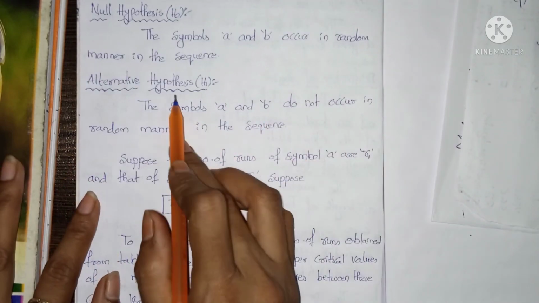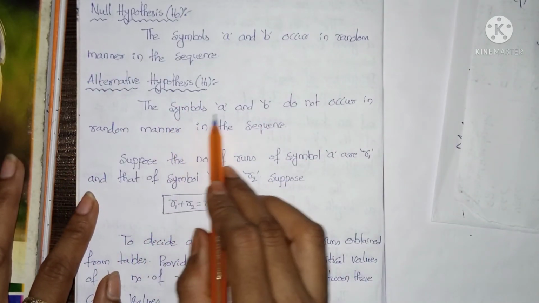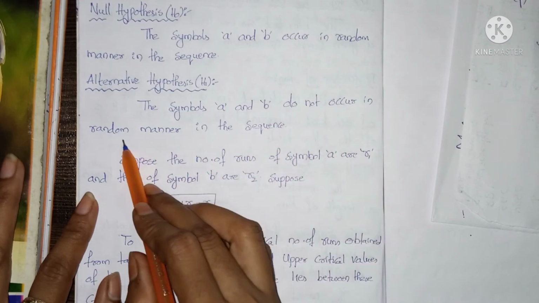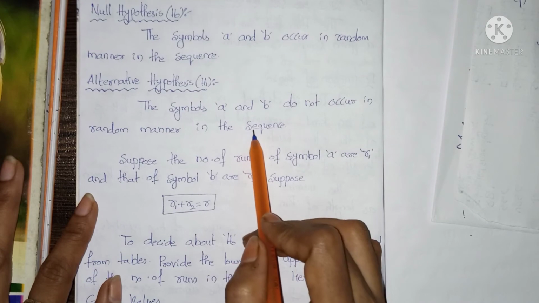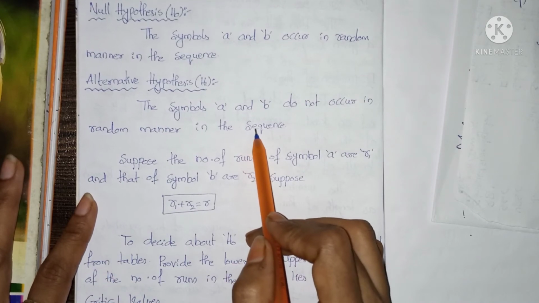Next, the alternative hypothesis. The symbols A and B do not occur in a random manner in the sequence. That means here we are taking that it is not following any pattern. That is the meaning of the statement.